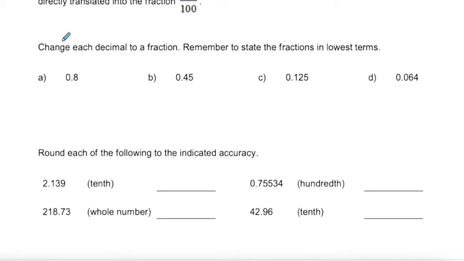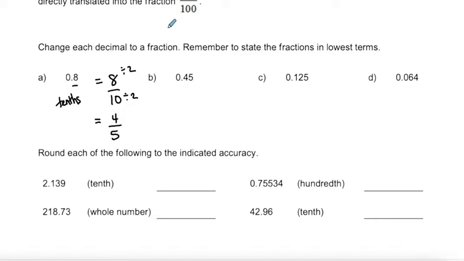So I want to change each decimal to a fraction. In order to do that, I need to look at the place value. So the 8 is in the tenths place value. So this becomes 8 over 10. But 8 over 10 can be reduced. I can divide both of these numbers by 2 to give me 4 over 5.